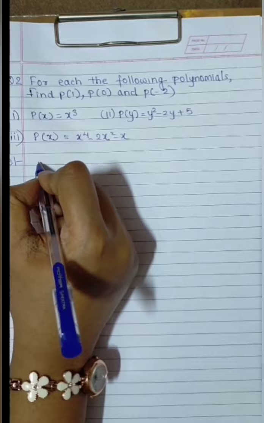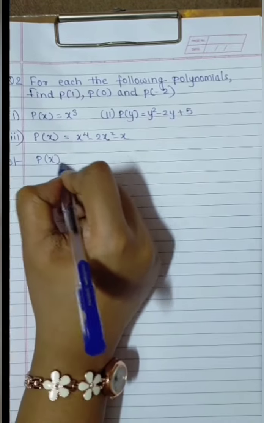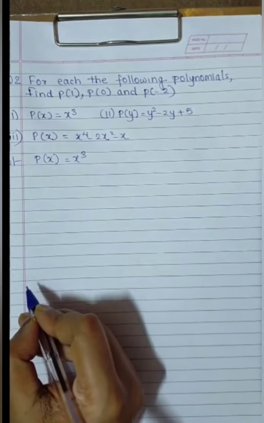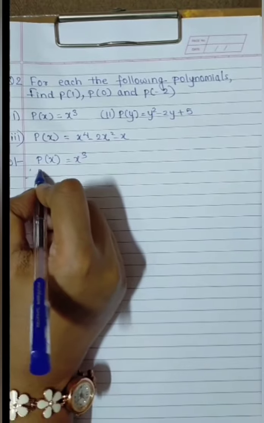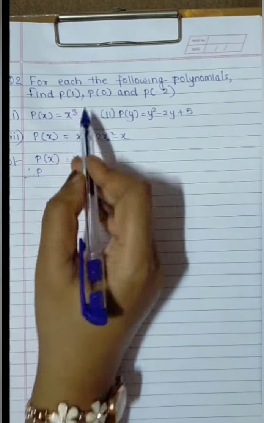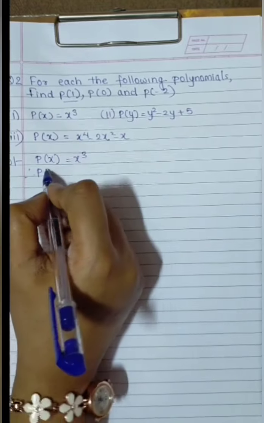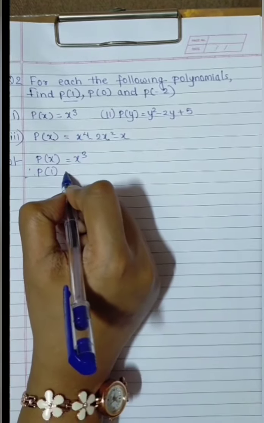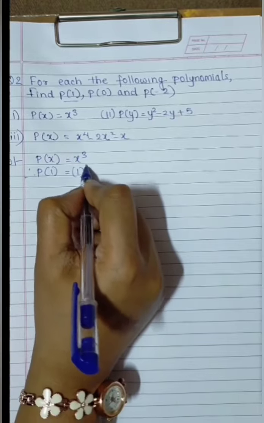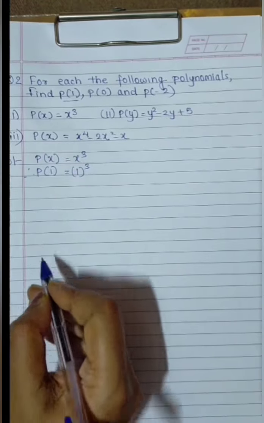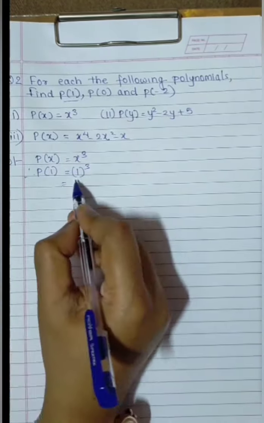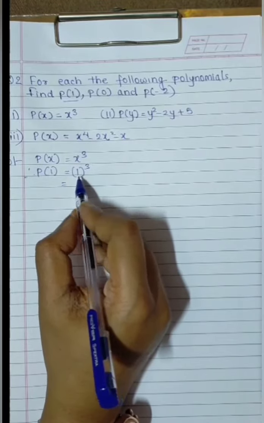The first equation is what? p of x equal to x cube. So therefore, in the place of x we will take what? The first value given is 1. So we are taking 1. Then again equal to 1 cube. Okay, so here the cube of 1 is 1 itself.